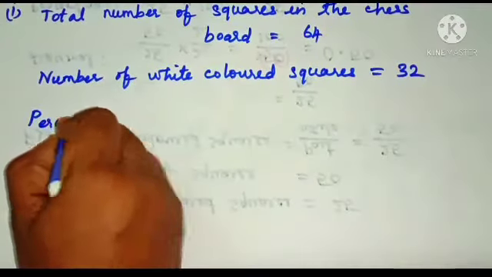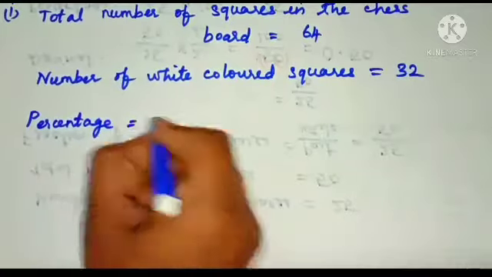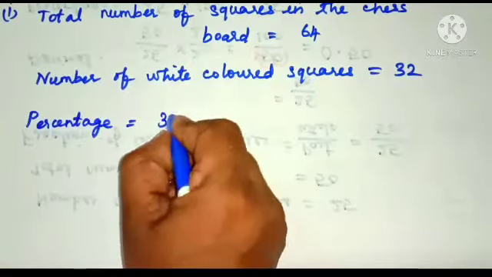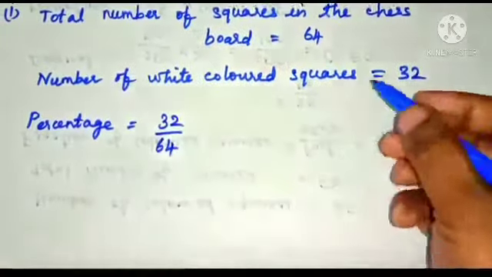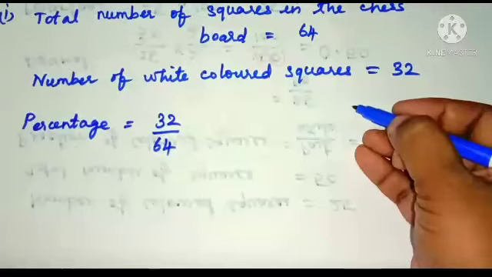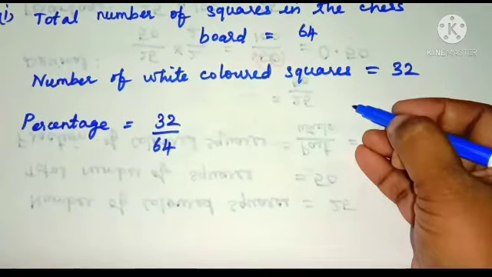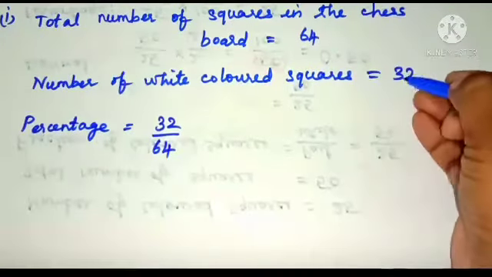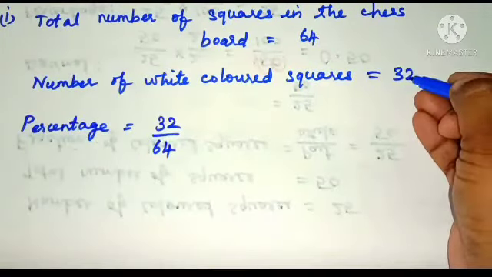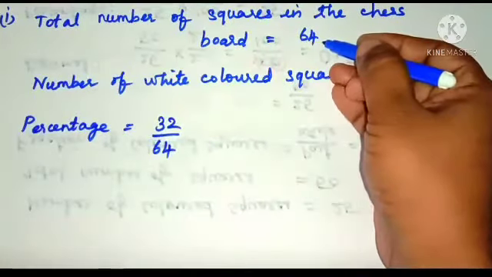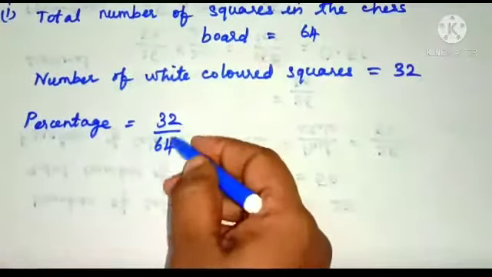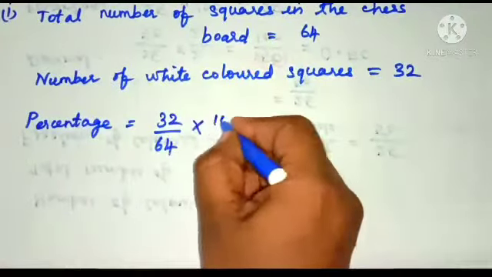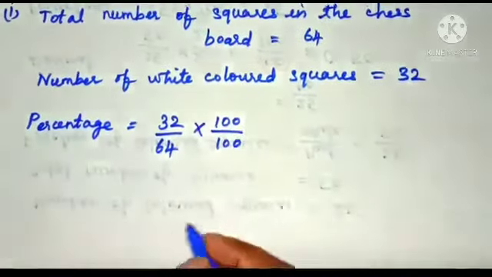So, for the percentage, take the fraction. What is the fraction? It is 32 by 64. First, we know how to find the fraction, isn't it? Part by whole. That is, the fraction of white colored squares is 32 out of 64 squares. There are 32 white colored squares out of 64 squares in the chessboard. So the fraction will be 32 by 64. So here multiply and divide by 100.